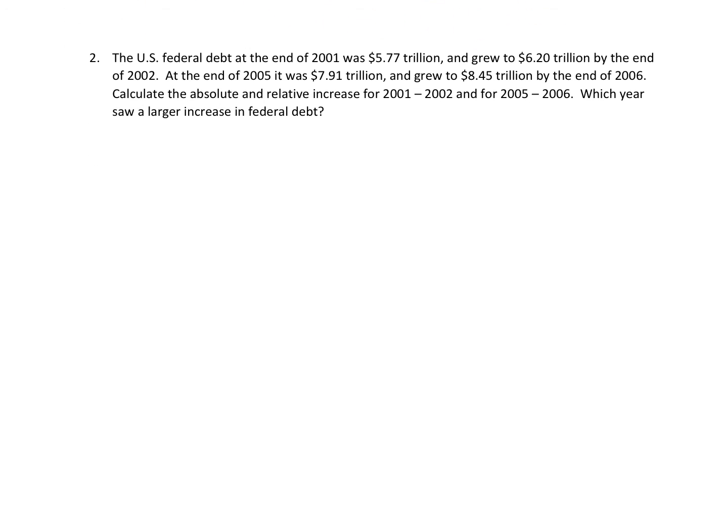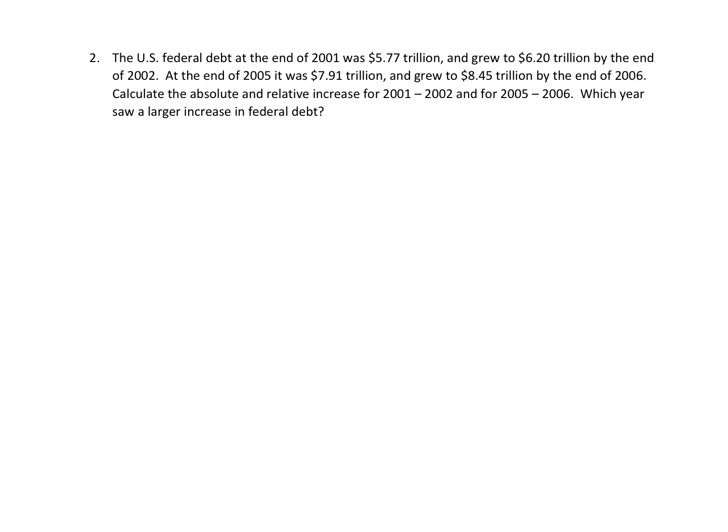Okay, number 2. The U.S. federal debt at the end of 2001 was $5.77 trillion and then grew to $6.2 trillion by the end of 2002. At the end of 2005, it was $7.91 trillion and then grew to $8.45 trillion by the end of 2006. Calculate the absolute and relative increase for the 2 different years. Which year saw a larger increase in federal debt?